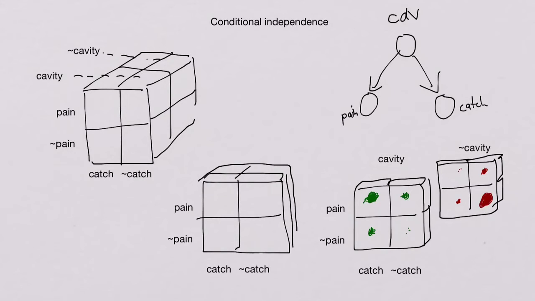At this point, let's look at this representation here. What this representation is supposed to show is that if we don't know anything about the cavity situation, we're mixing these joint probabilities together into a single joint probability of just these two variables. So we're summing over this variable and creating just a joint probability over two variables. So let's do that.